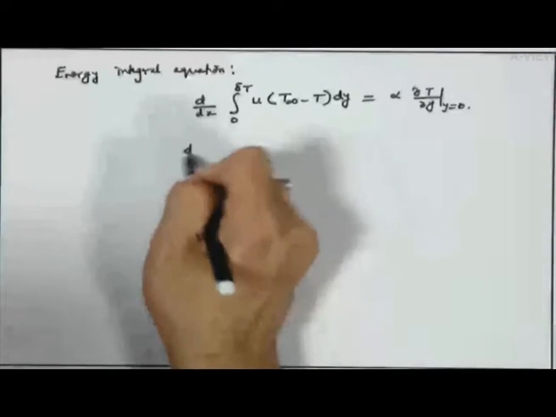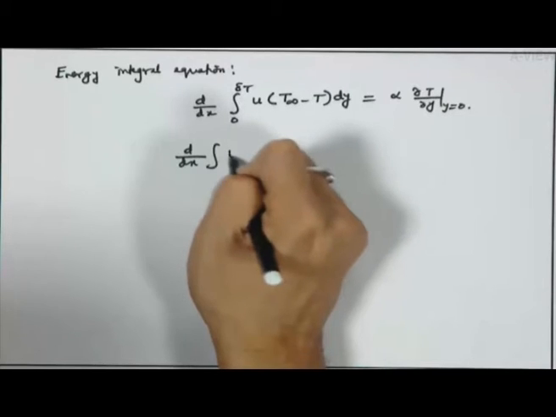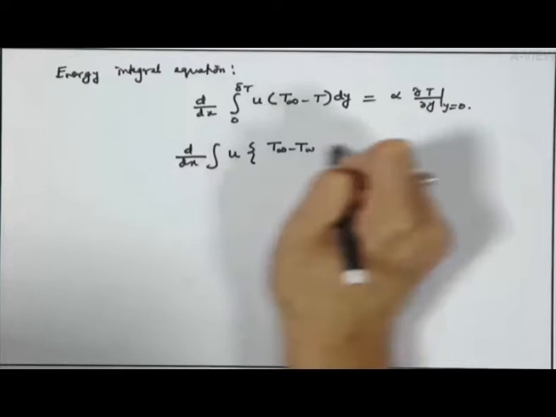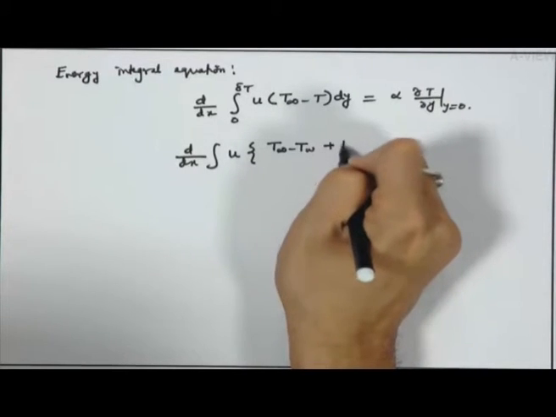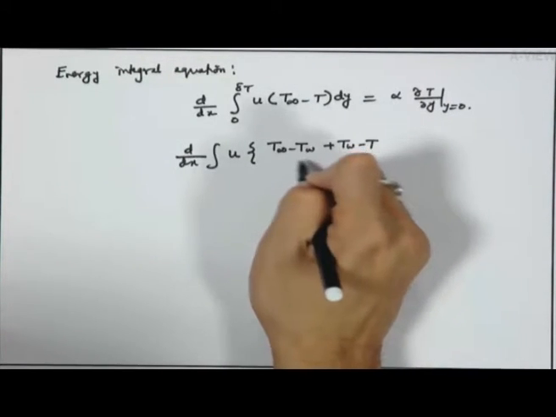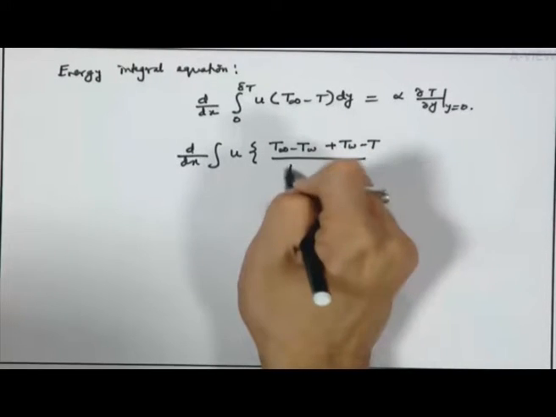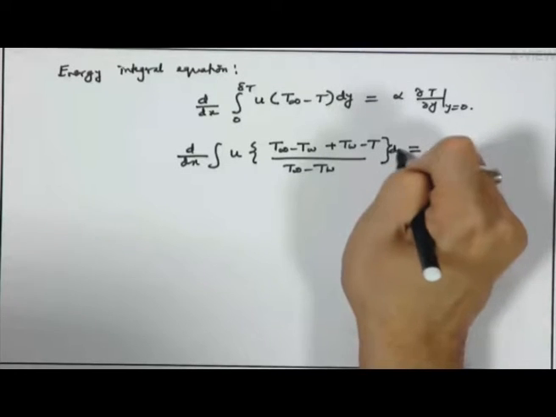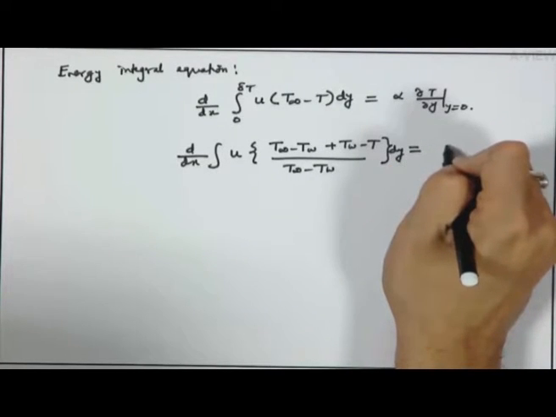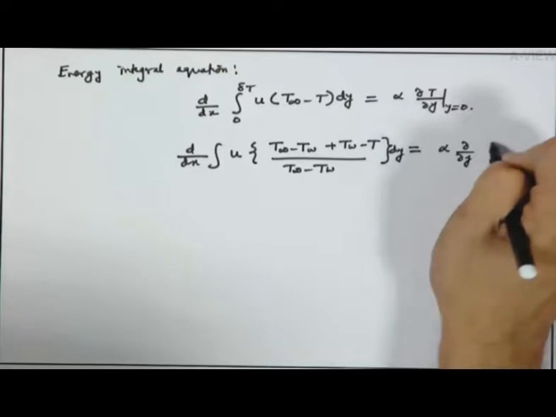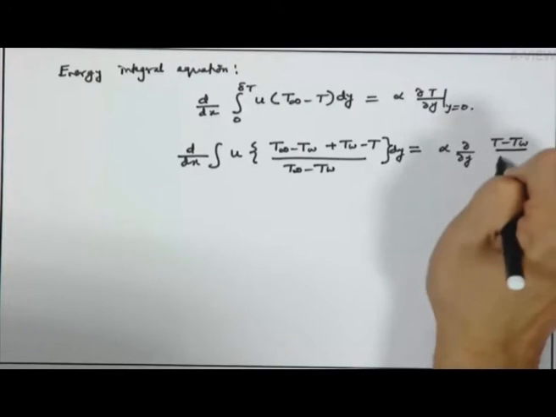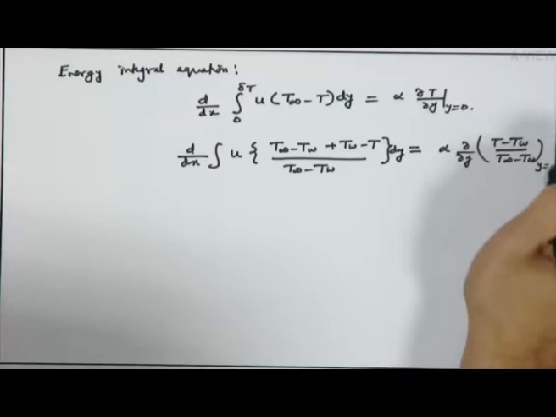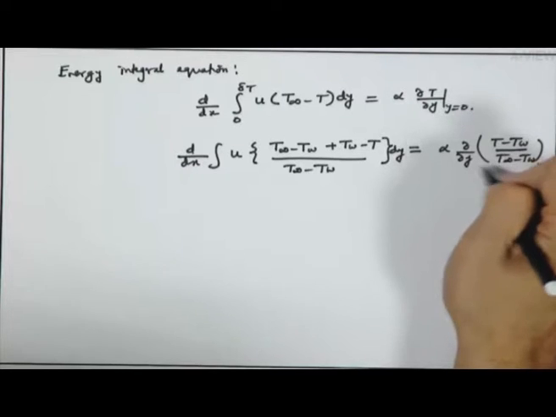so, you can write this as d dx of integral u into [(T infinity minus T wall) plus (T wall minus T)] by (T infinity minus T wall) dy is equal to alpha del del y of (T minus T wall) by (T infinity minus T wall), divide by (T infinity minus T wall) both sides, because you want to transform the variable from T to theta.